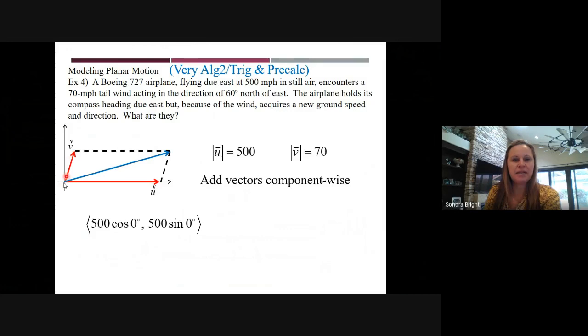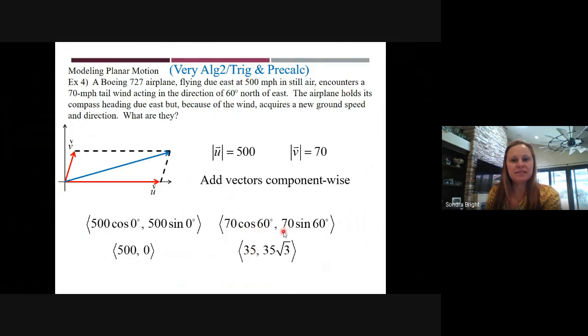And then for v, the components: the magnitude is 70, but the angle is 60 degrees. So 70 cosine of 60 degrees is your x component. 70 times sine of 60 degrees is your y component. I'm going to add these two vectors together. If you remember, this first guy would be 500, 0. This guy would be 70 times 1/2, which gives me the 35.